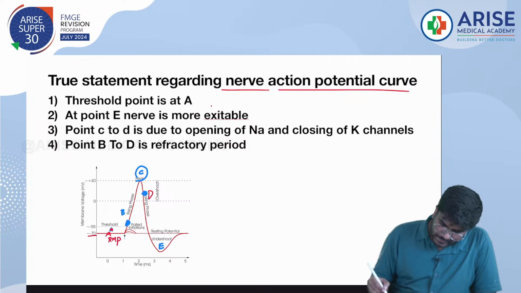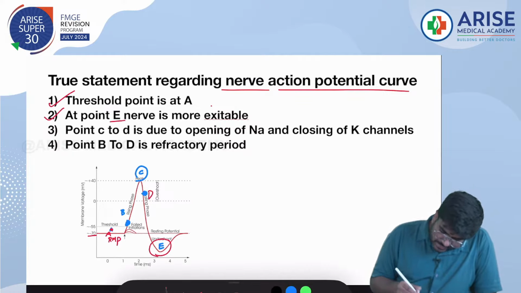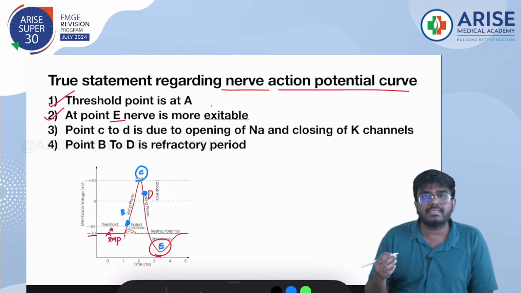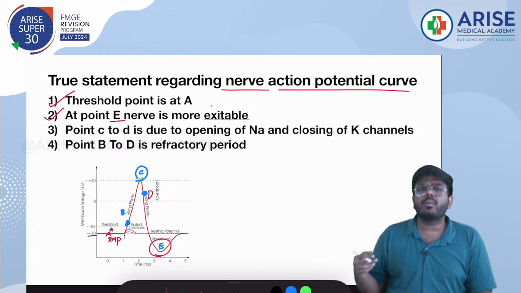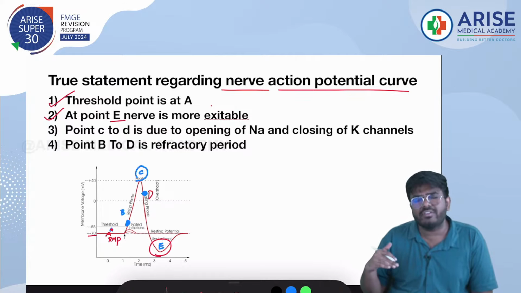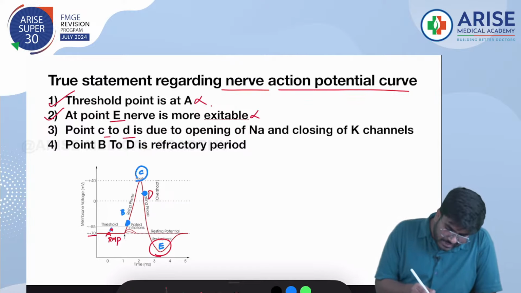At point E, nerve is more excitable. Where is point E? See, point E is the phase of hyperpolarization. Hyperpolarization means the nerve is more inactive. The nerve is not more excitable. This is wrong. Next, point C to D is due to opening of sodium and closing of potassium channels.